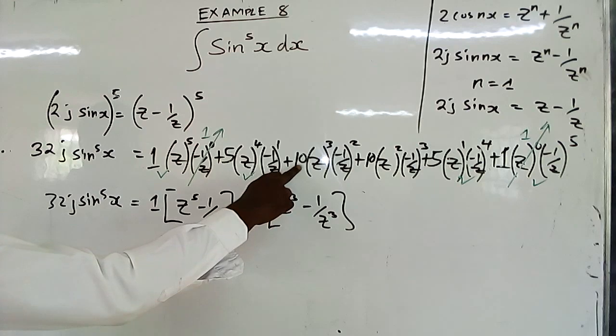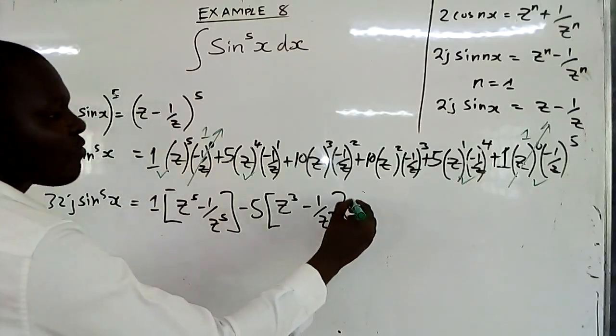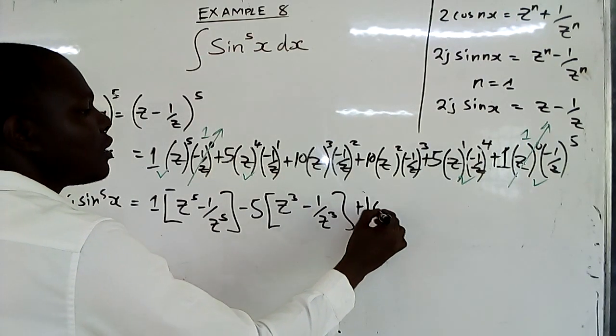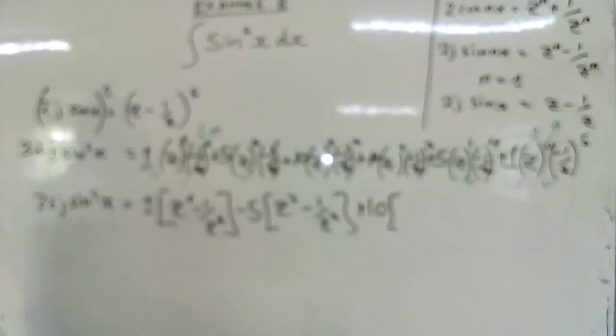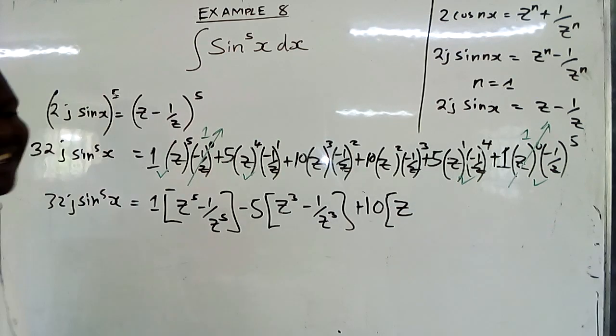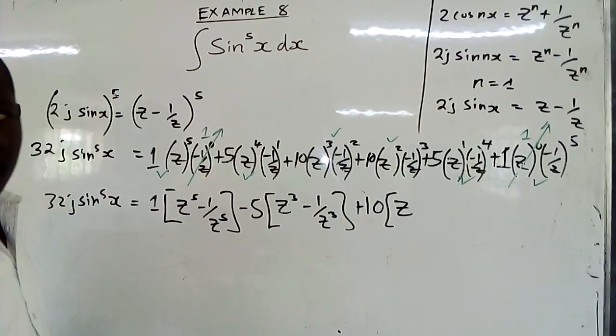Coefficient of 10, isn't it? The coefficient of 10, negative squared is positive, meaning you factorize out positive 10, because negative squared is positive, isn't it? So what do you remain with? Z raised to power 3 divided by z raised to power 2? Z, isn't it? Join it with the one with the same coefficient.